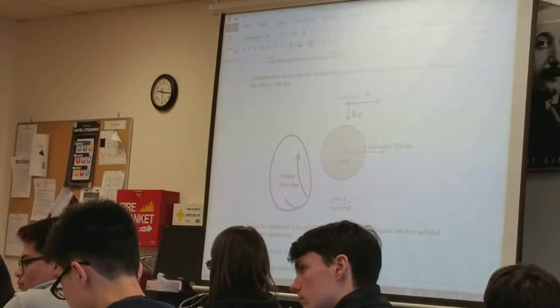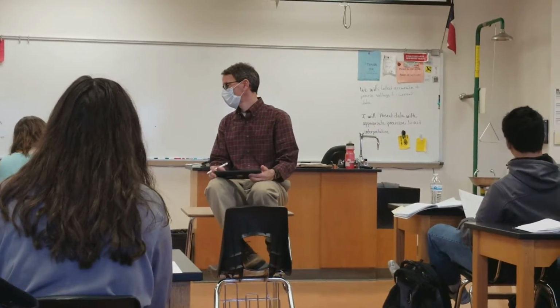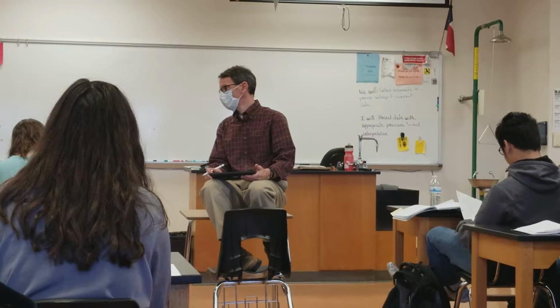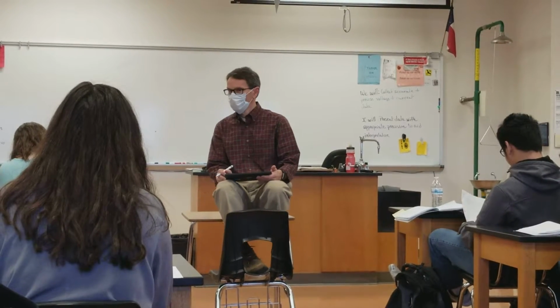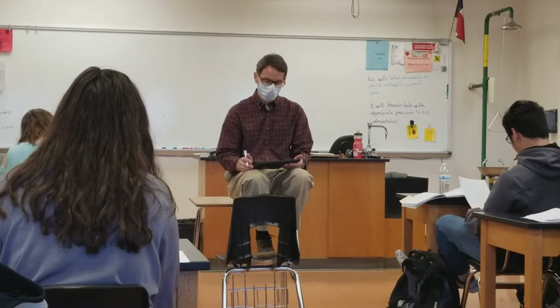It's wrong because it's not pointing in the right direction for where the spacecraft is at, as shown in the diagram. Okay? Everybody good? Okay.